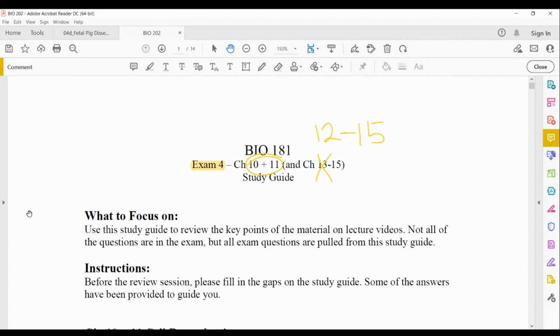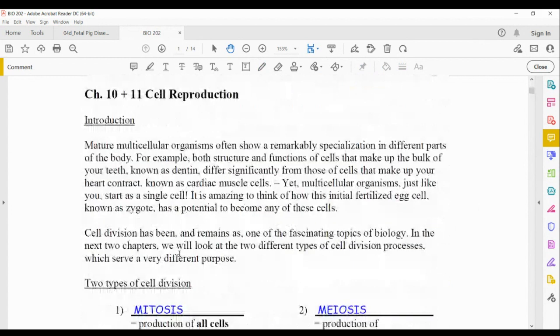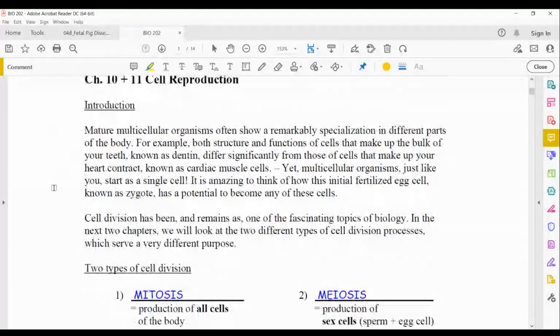So I prepared this study guide for you earlier today. Let's start with chapters 10 and 11. Really, these two chapters were looking at the processes of mitosis and meiosis. One thing that we noticed is that all cells in multicellular organisms start as a single cell. It doesn't matter what the cells end up specializing as the organism develops further. The initial starting point is a single cell that everything starts from.